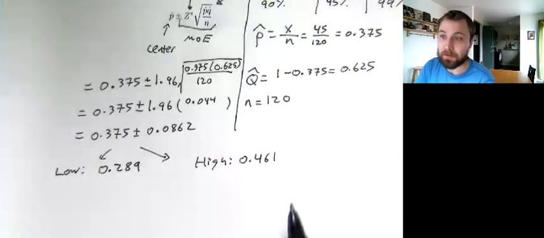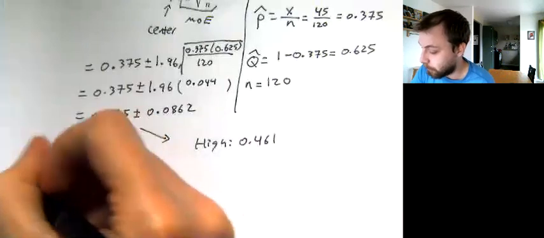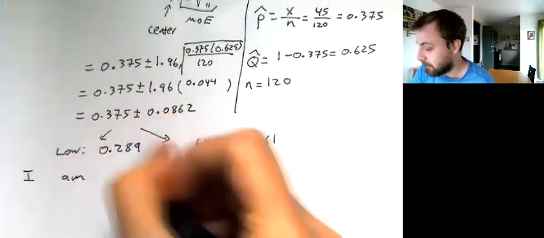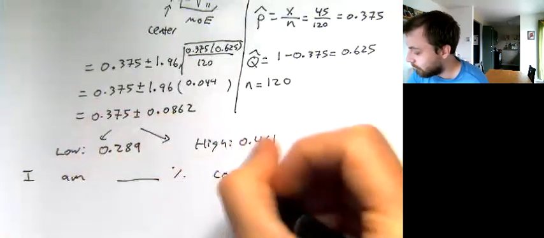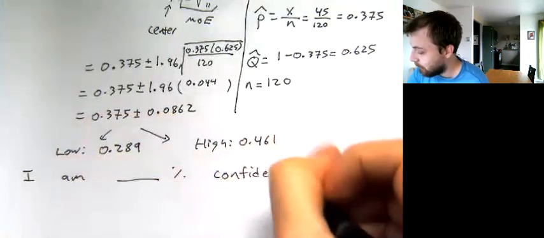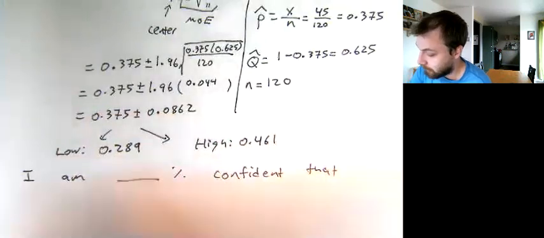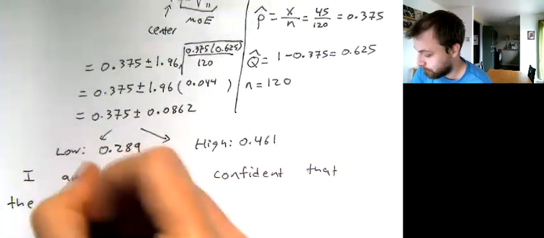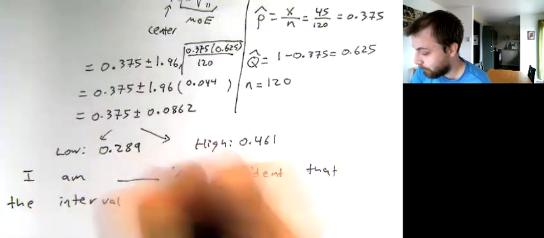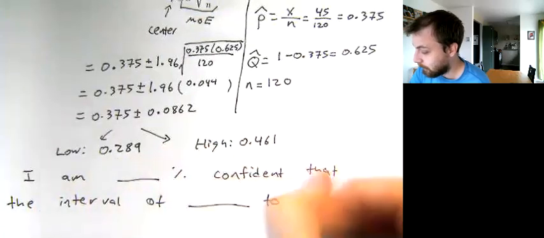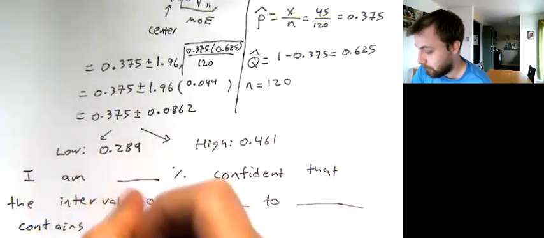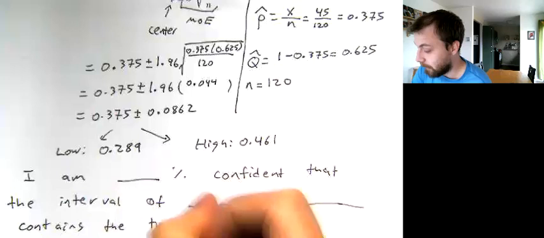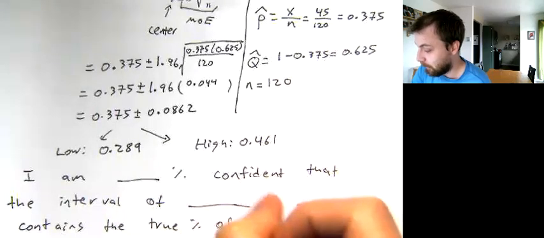Whenever I write down my confidence interval, I have a sentence that goes along with it. That sentence frame will look something like the following: I am or we are blank percent confident that the interval of blank to blank contains the true or the population percent of whatever we're working with.